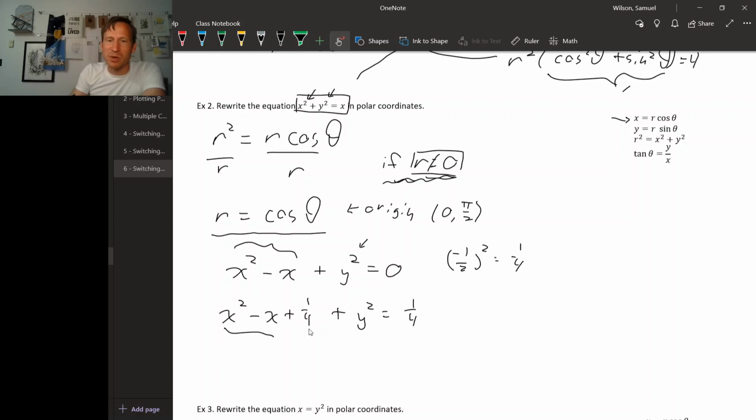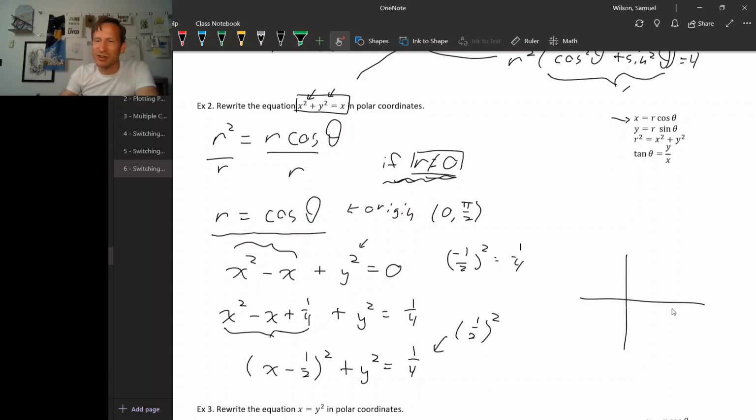And now this part, x squared minus x plus 1 over 4, is a perfect square. That's x minus a half squared plus y squared equals 1 over 4. But 1 over 4 is the square of a half. So this looks like this is a circle whose center is at 1/2, 0, and the radius is 1/2. So that's like this.